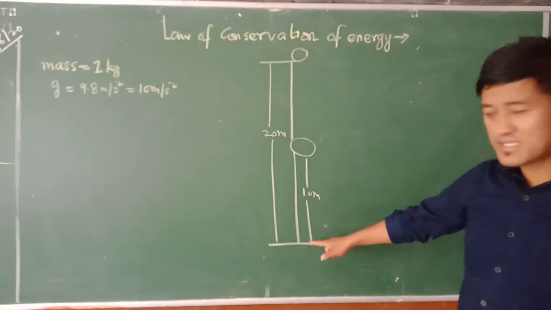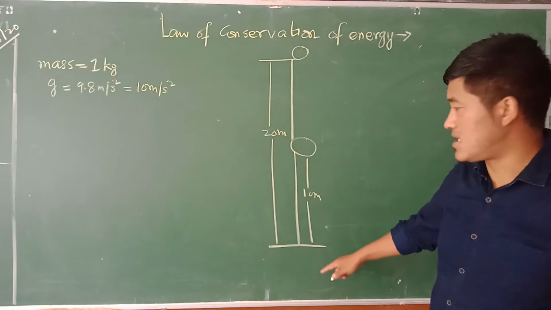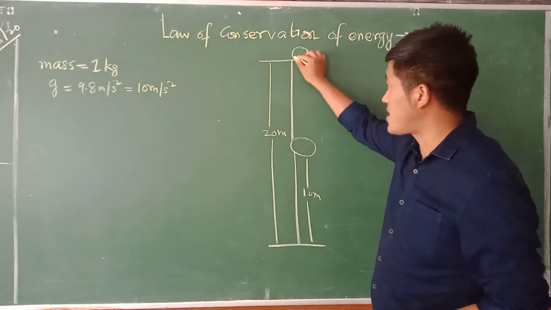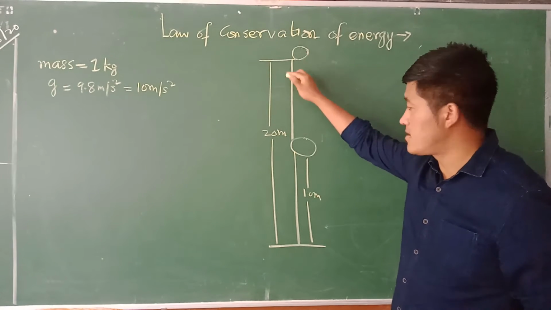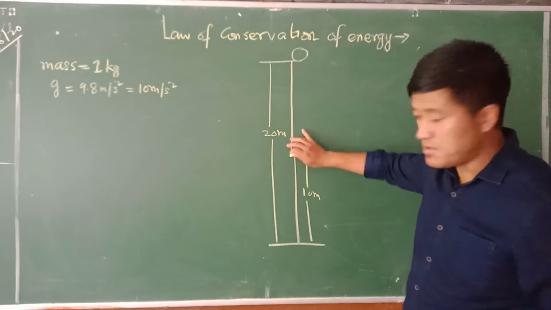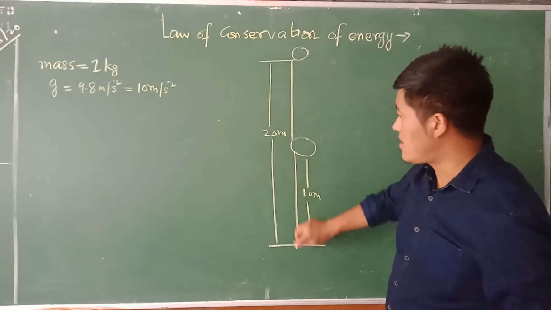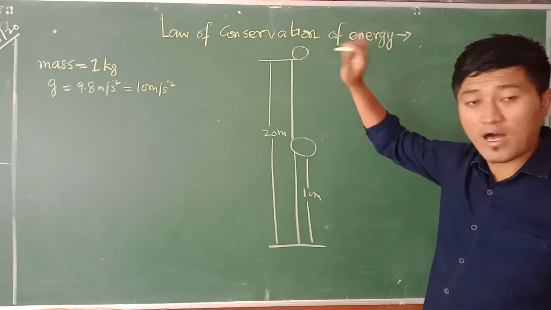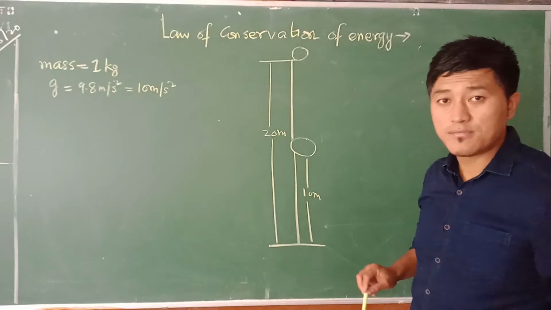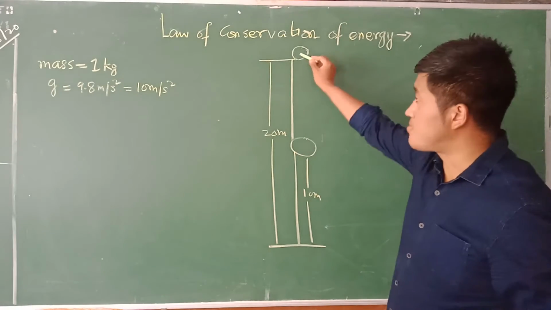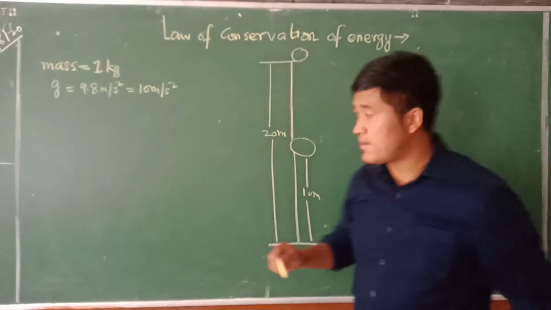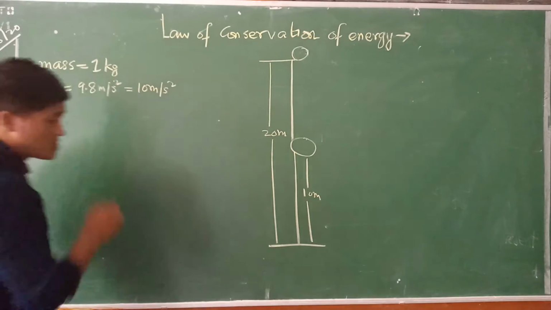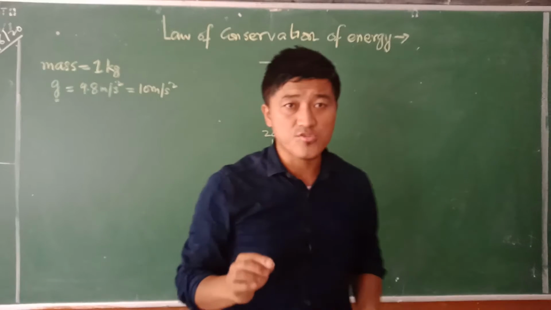Now, in that particular example, what we have to imagine is that a ball is being kept at a certain height here. You don't have to think about this one, but you have to think about this one here. At a certain height, a ball is being kept, and the height is 20 meter. And the mass of the ball is 1 kilogram, and g, that is the acceleration due to gravity.